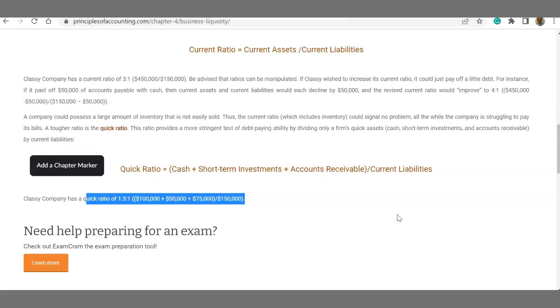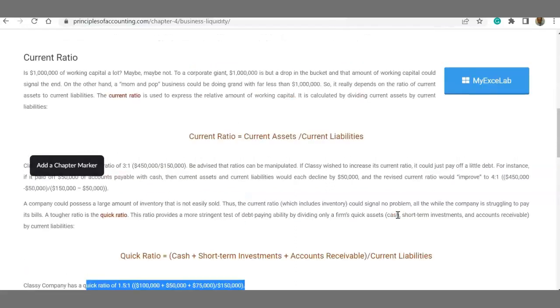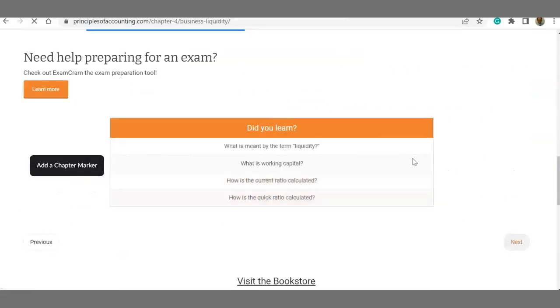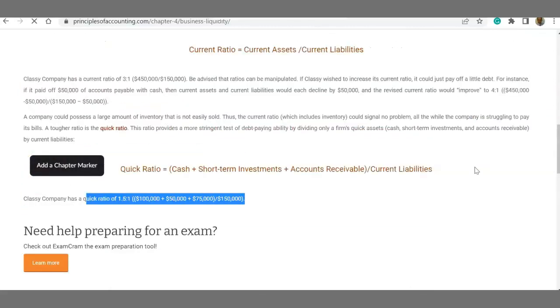Any questions on liquidity ratios, which you're going to discuss in your first main slide of the PowerPoint, which is the liquidity slide? Okay. I think that is it.